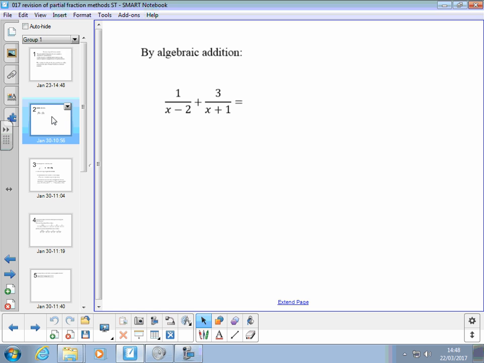So, by algebraic addition. If I wanted to carry out that algebraic addition of two fractions, what do I need to do? Common denominator. Yep. So how do I get a common denominator out of that? What can I do to make it so I've got a common denominator for those two terms?